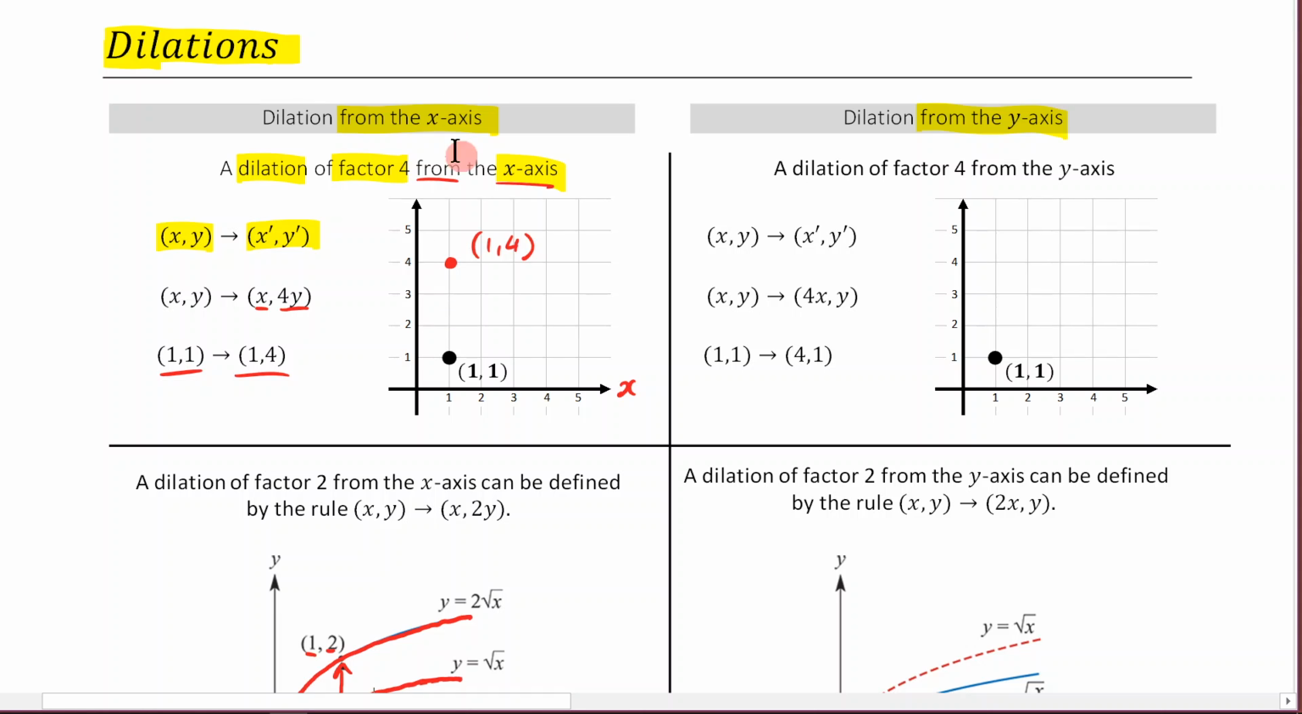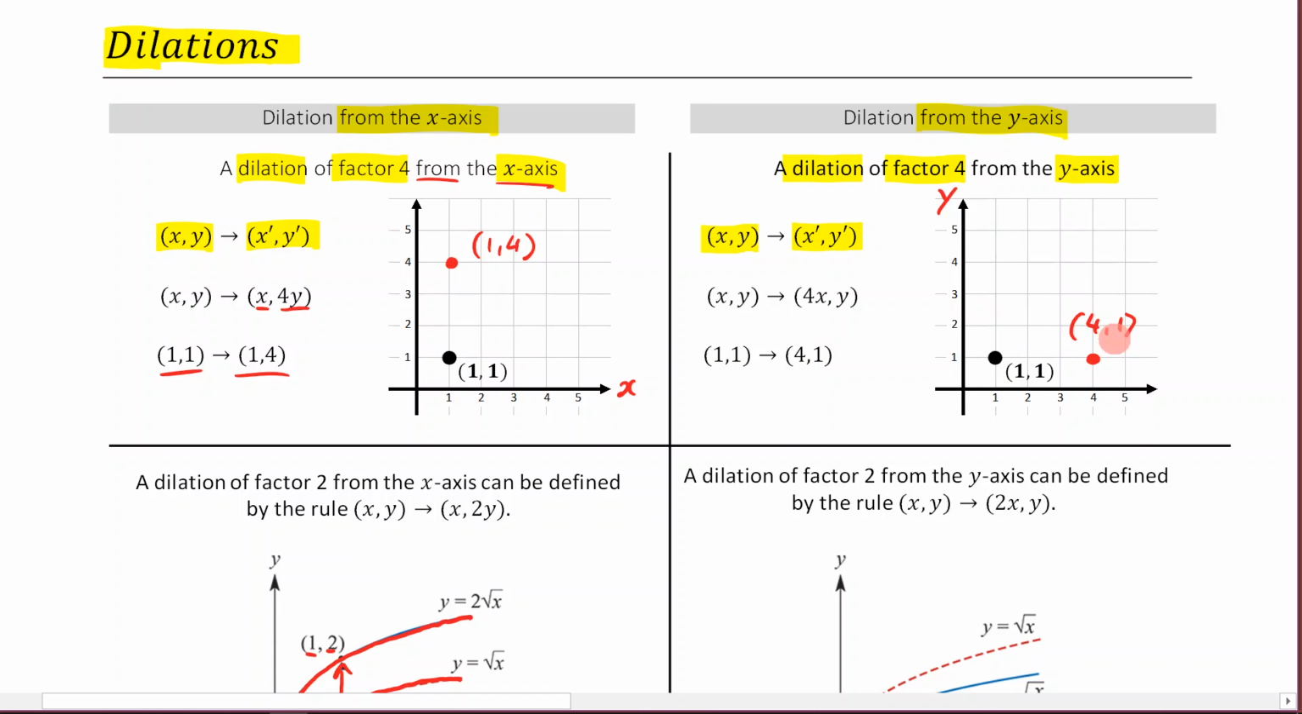Let me grab my highlighter. Let's now look at the dilation from the y-axis. So here we have a dilation of a factor of 4 from the y-axis. So again, we start with our original point, and we're going to find what our new point is, x dash, y dash. Let's look at the graph here, and you can see that our original point is 1, 1. And now I'm going to apply a dilation of a factor of 4 from the y-axis. Well, here's my y-axis. So that means I'm going to be pushing this point away from the y-axis. It's dilating from the y-axis, and it's going to take it over here. My new point is going to be 4, 1.